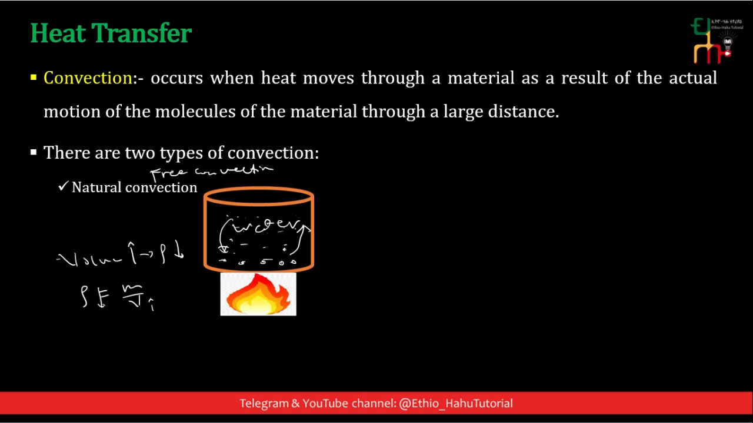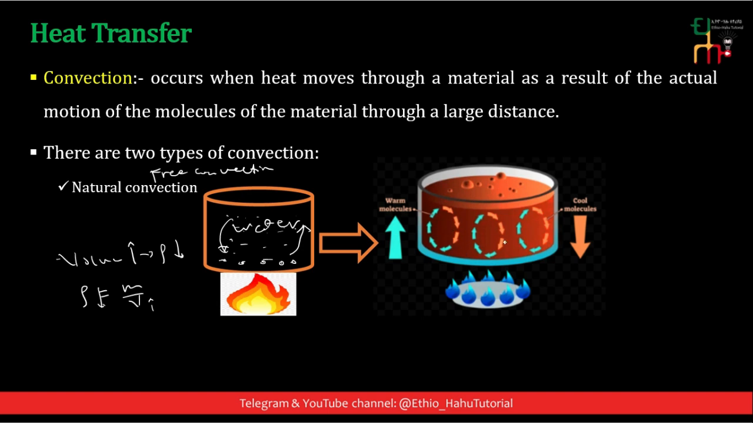This kind of heat transfer occurs due to the movement of the molecules of the material through large distances, unlike conduction heat transfer. And this natural convection or free convection occurs due to density difference. As I have said, the molecules near the heat source will absorb thermal energy. As a result, their density will decrease and they float to the top part of the fluid, and the denser fluid will move to the bottom part of the container.